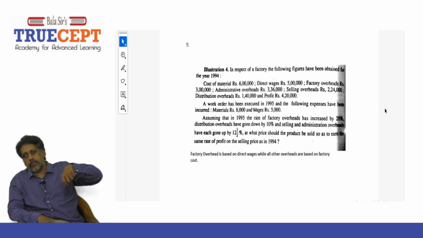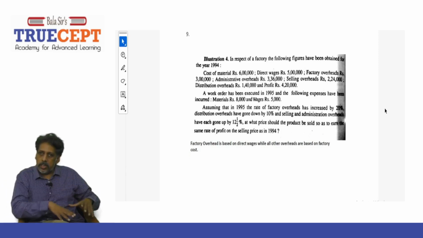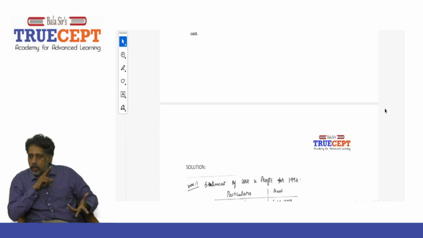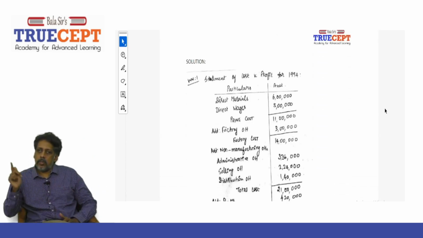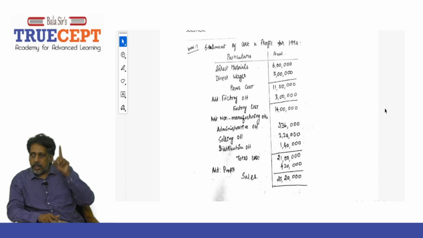First, you are supposed to make a cost sheet for the year 1994. Refer to the solution. We can solve in 3 steps. I will discuss step number 1 and 2.